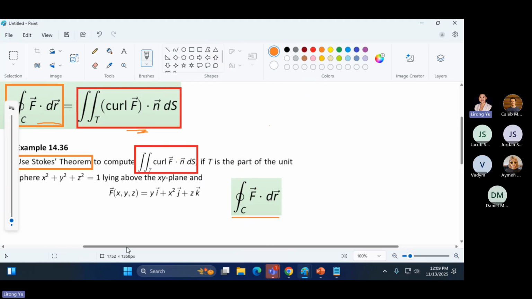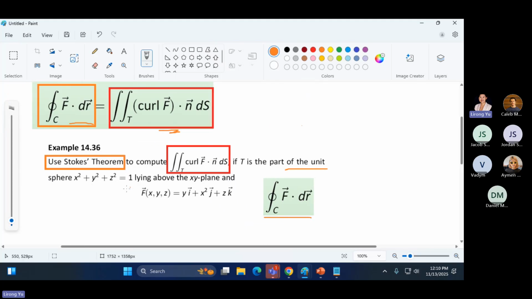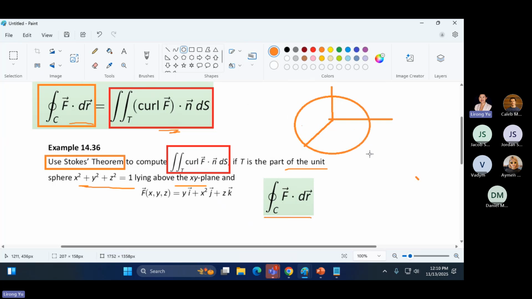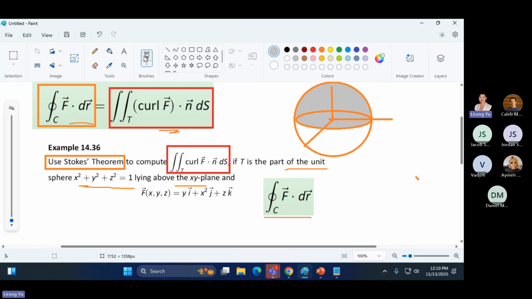We have a surface that we are calculating. It's part of the unit sphere above the xy plane. So visually, it will look like this: x, y, z axis, and here is the sphere. We're only looking at the top half of the sphere. It's lying above the xy plane, and therefore this surface has an edge. The edge of the surface is this edge. This edge is the C that we're talking about.